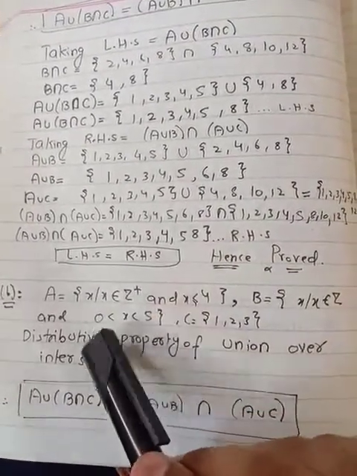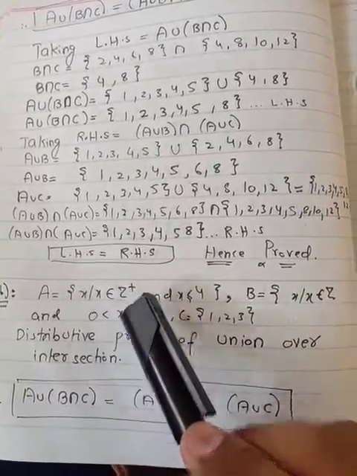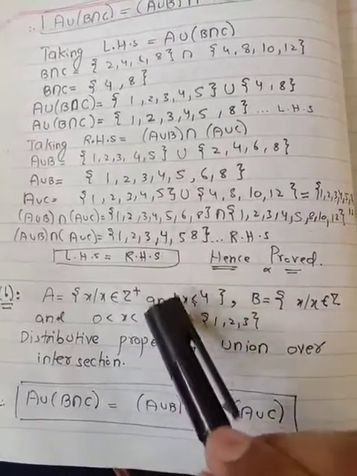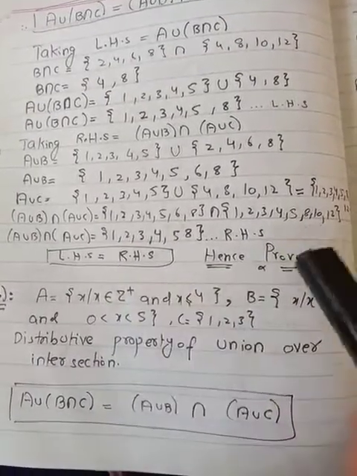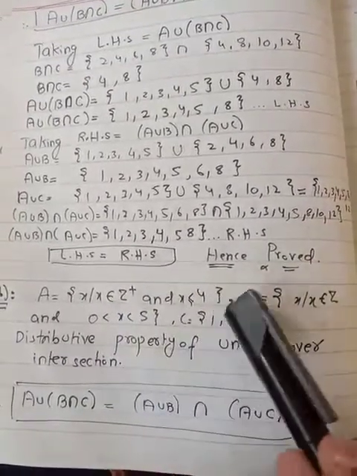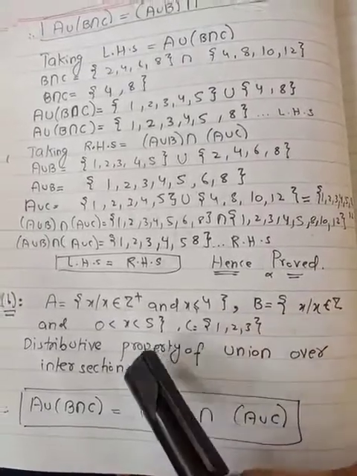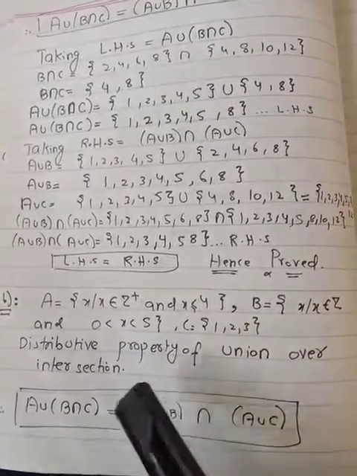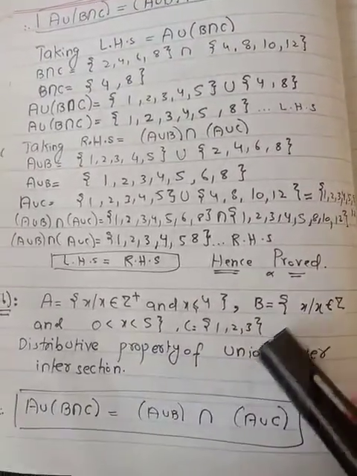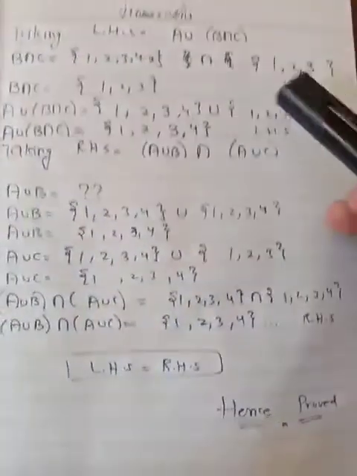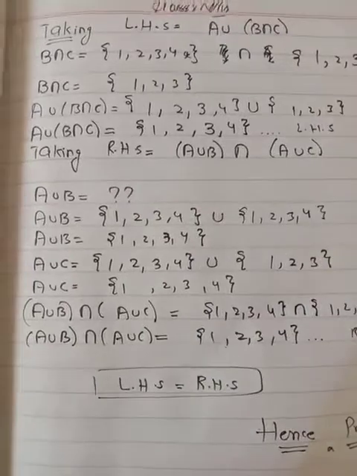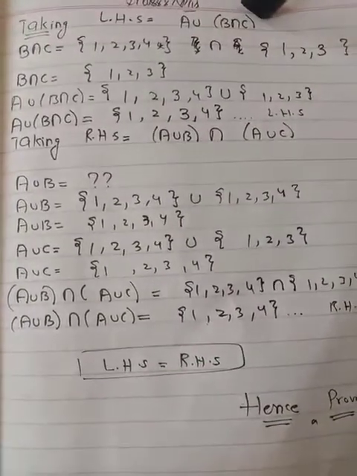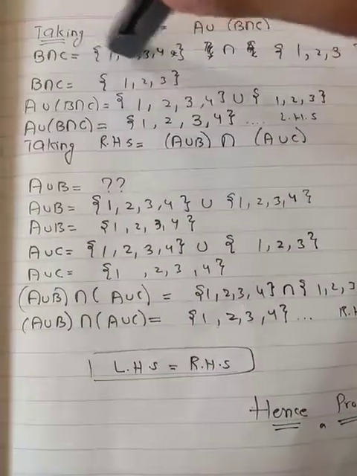Similarly in case B, we have been given different sets and we have to find the same property for them. A set is 1, 2, 3, 4. B set is 1, 2, 3, 4 and C set is 1, 2, 3, and we have to find again the distributive property of union over intersection. Using the same property again, we will take the left hand side, that is A union (B intersection C). First we will find B intersection C.